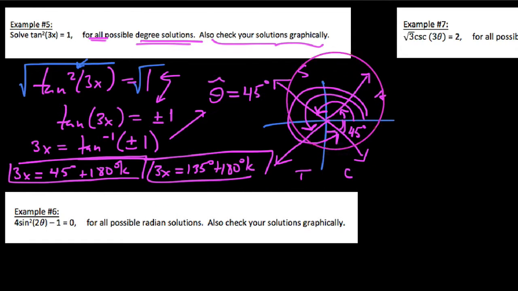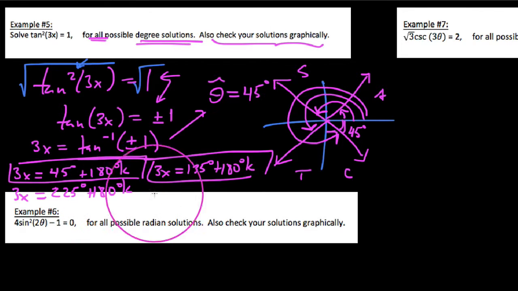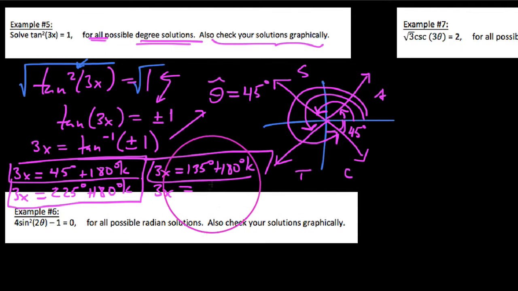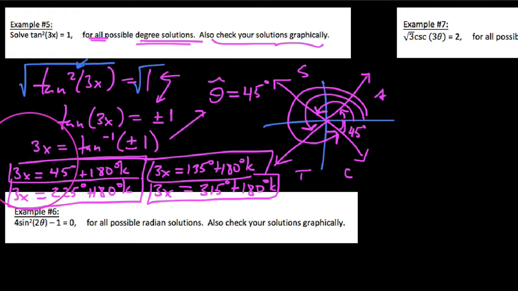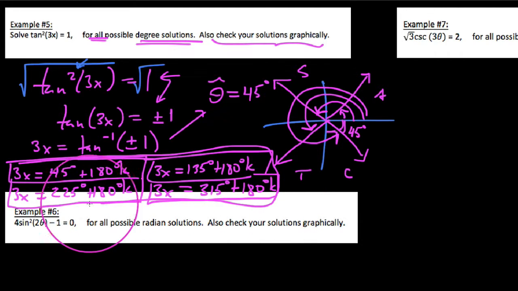That's this one right here. We say going over here, 45 past 180, this is 3x is equal to 225 degrees plus 180 degrees k. And we say also 3x is therefore equal to 45 degrees shy of 360, which is 315 degrees plus 180 degrees k. Okay. So we listed all possible degree solutions of this. On all of these, we need to divide by 3 because we still haven't gotten x isolated in each of them. So when we divide each of these by 3, we would get 4 answers.